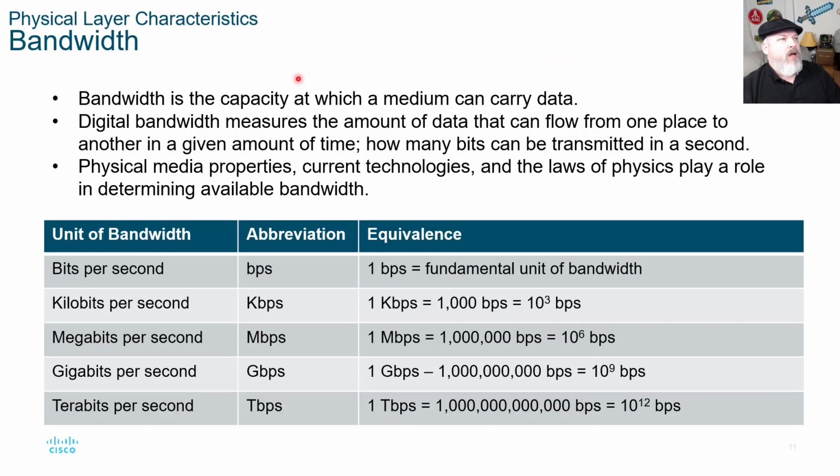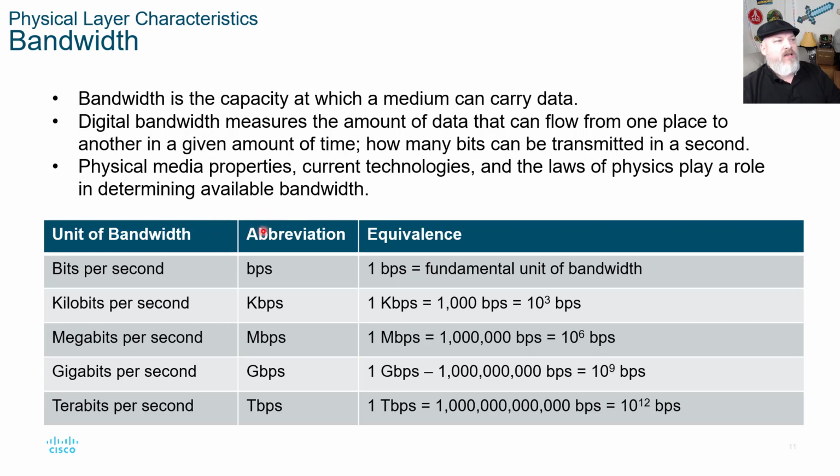Now, bandwidth is the capacity at which a medium can carry data. Digital bandwidth measures the amount of data that can flow from one place to another in a given amount of time, and how many bits can be transmitted in a second. So physical media properties, current technologies, and the laws of physics play a role in determining available bandwidth.